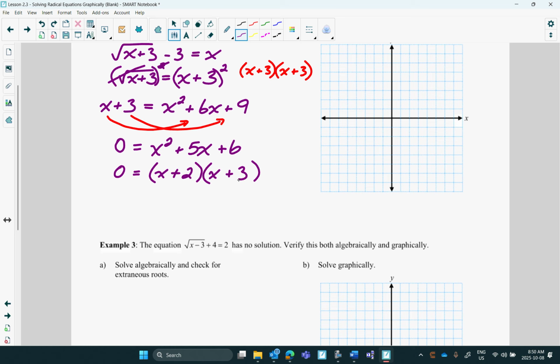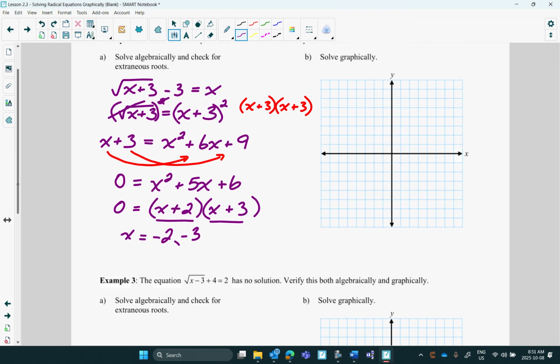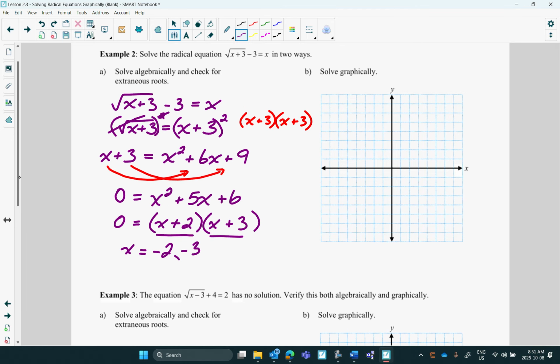And now how do we finish solving it? We set each factor equal to 0 to find what x is in each set of parentheses. So what value of x makes this 0? -2. What value of x makes this 0? -3. Those are our potential solutions. I don't know if they're the actual solutions until I check back in the original.